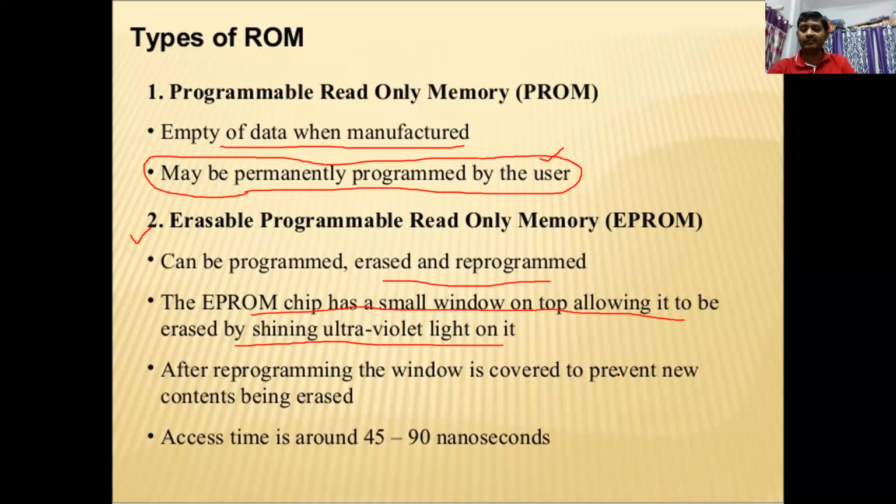Suppose this is your ROM chip, then there will be a small window, and ultraviolet light is exposed onto it. Automatically the entire memory will be erased, and then you can reprogram it. That is what an erasable programmable read-only memory is.